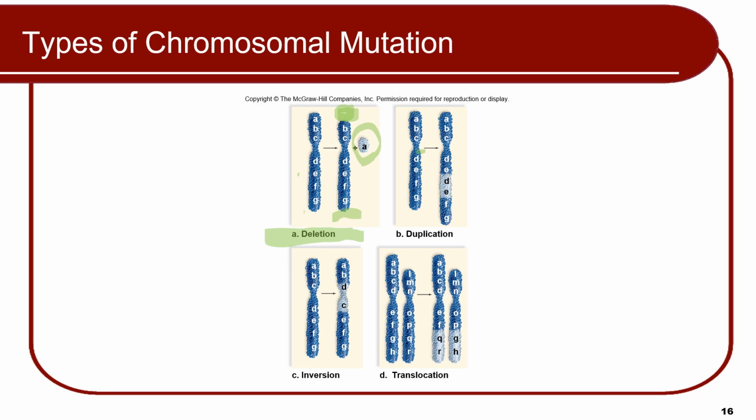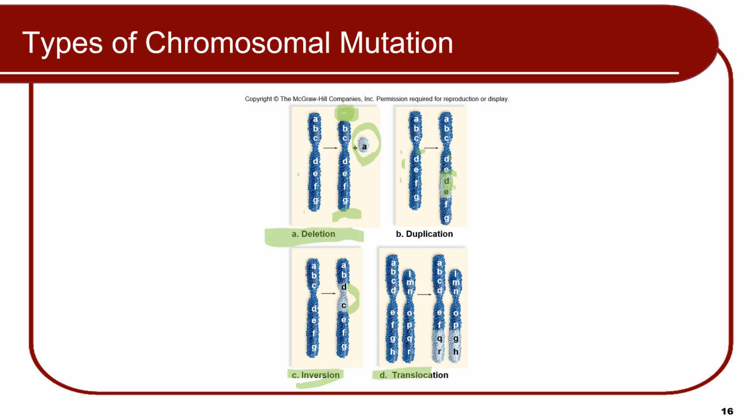This one is a duplication. So you can see this section is here twice. So those genes have extra copies, and again, that can be problematic. This one is an inversion, where the piece of the chromosome is upside down. That means genes aren't where they're supposed to be, and so that can lead to abnormal function of those genes.